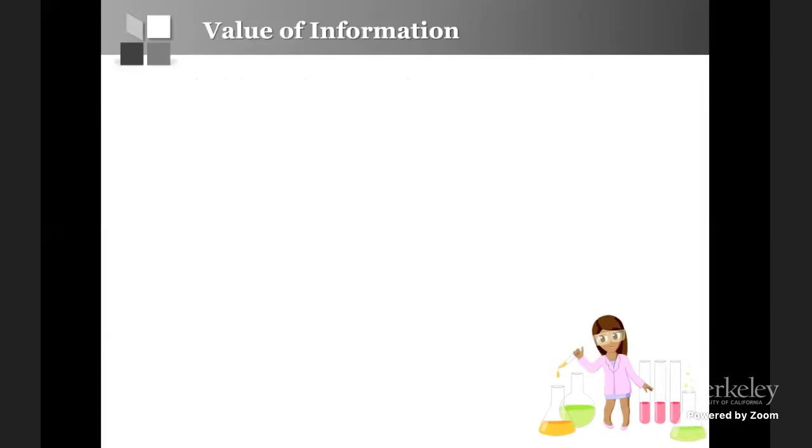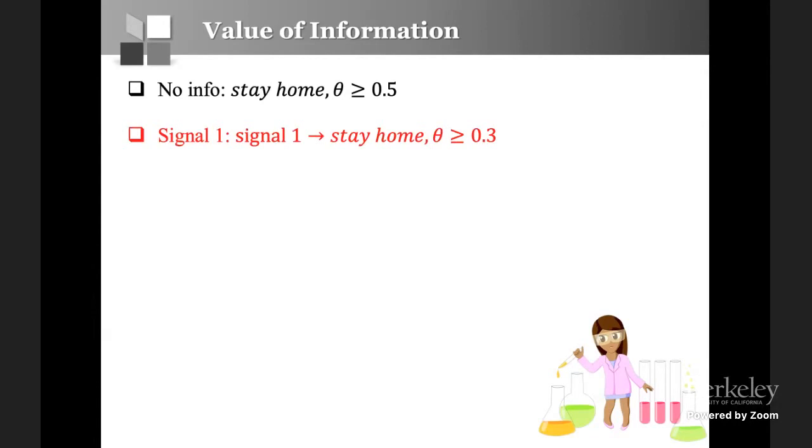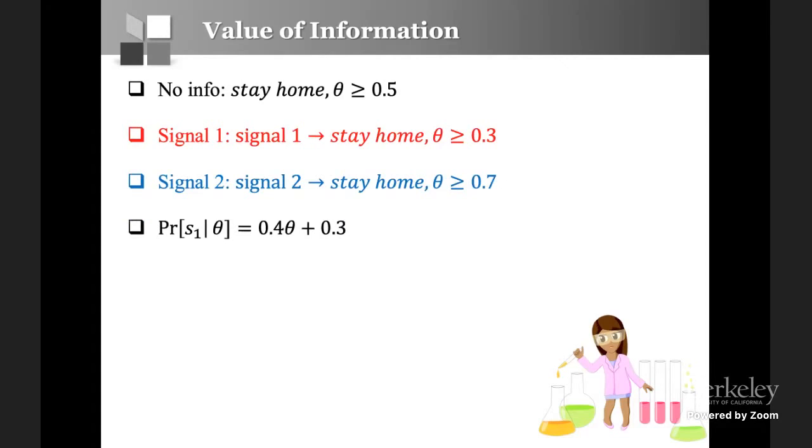Based on the distributions that she has formed, she picks the best action for her. In our example, we see that when she doesn't receive any information and theta is greater than 0.5, she will choose to stay home. If she receives the first signal, she will choose to stay home if her type is greater than 0.3, and if she receives the second signal, she will only stay home if theta is greater than 0.7.